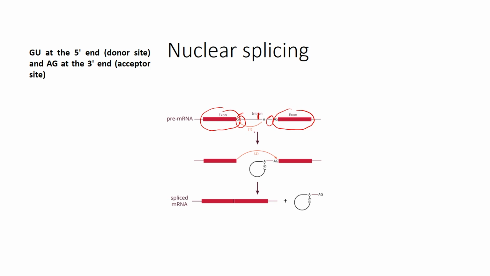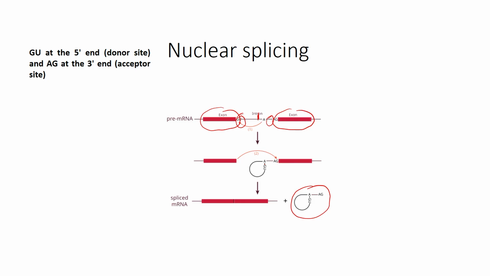So, the situation is that first this will get cut, this will form the lariat, its end will attack here, and this will become continuous, and the lariat is separated. Once again, in the last projection, I did say this is the lariat. So, this is the structure that is there, that is GU, and this is the A OH, which has attacked this.